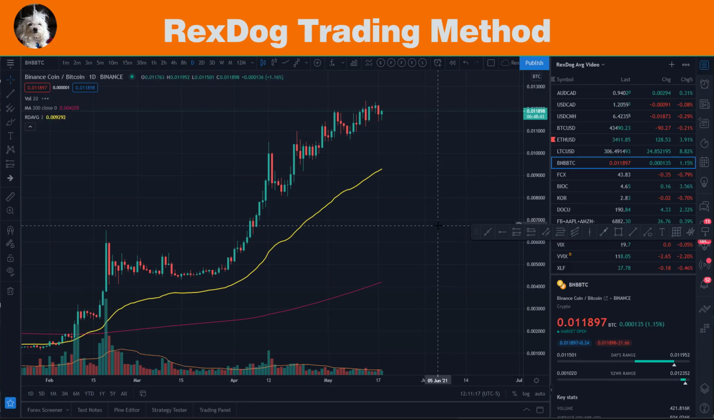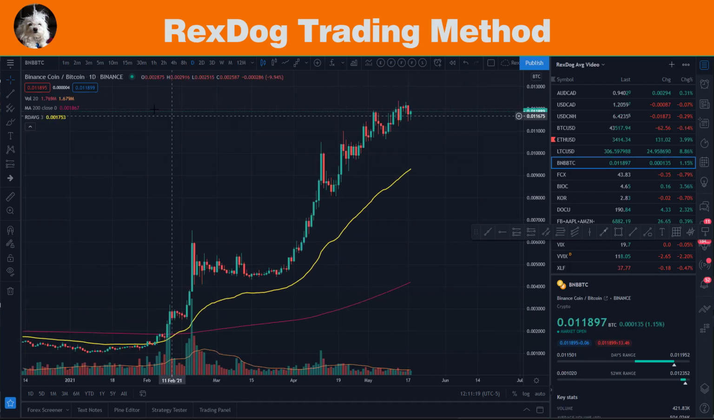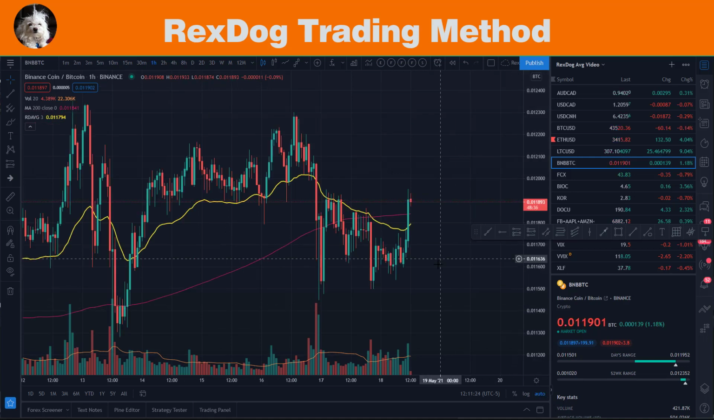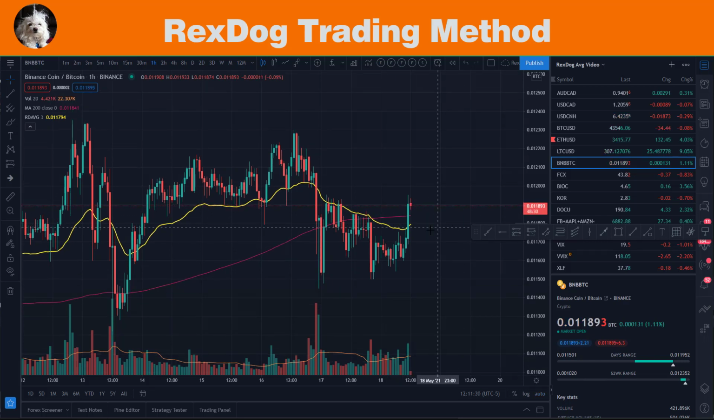BNB BTC, this hasn't checked into the RexDog average for a while. Let's look at where the 1 hour is. So it did rip through the 1 hour. So my trade on this would be potentially, if I thought that I should be long on this, I would then look for an entry around this area.